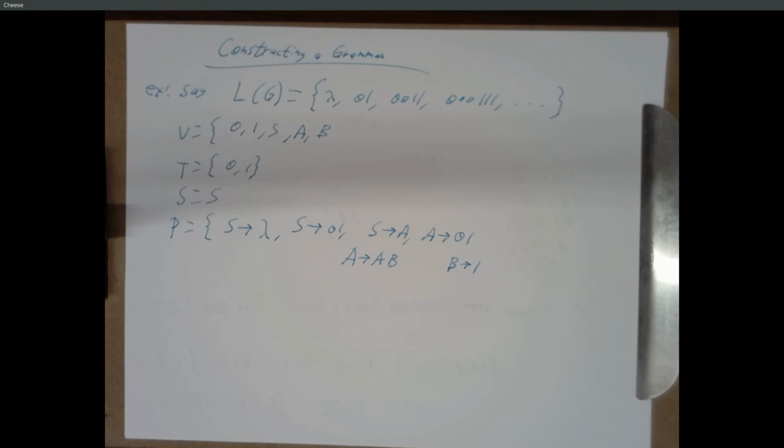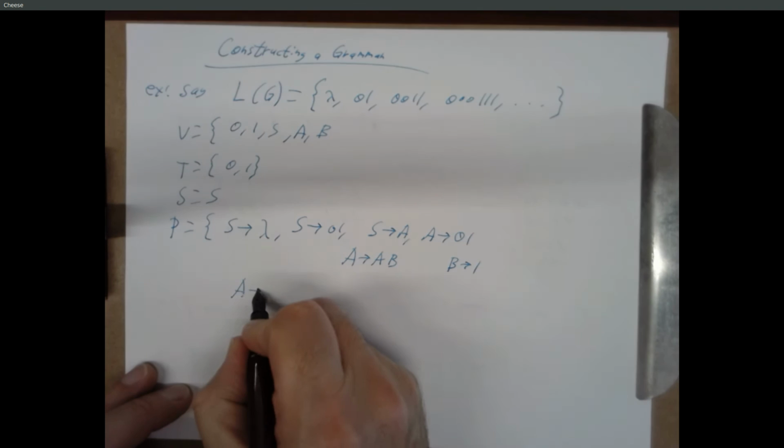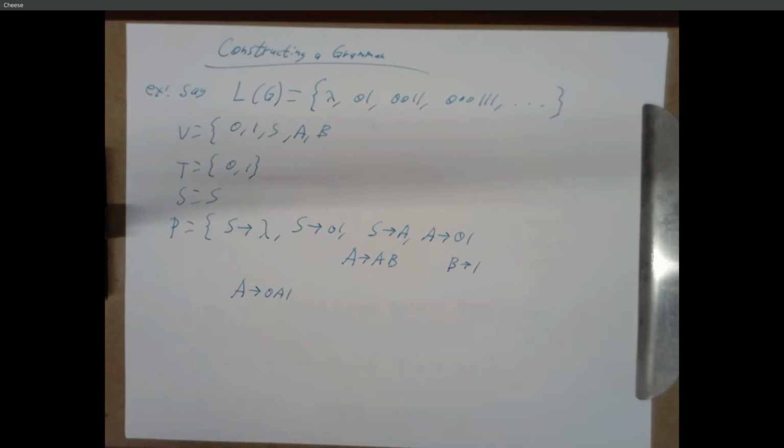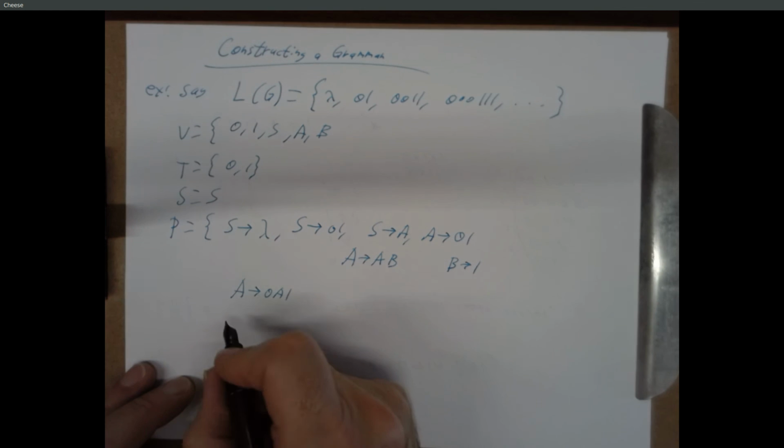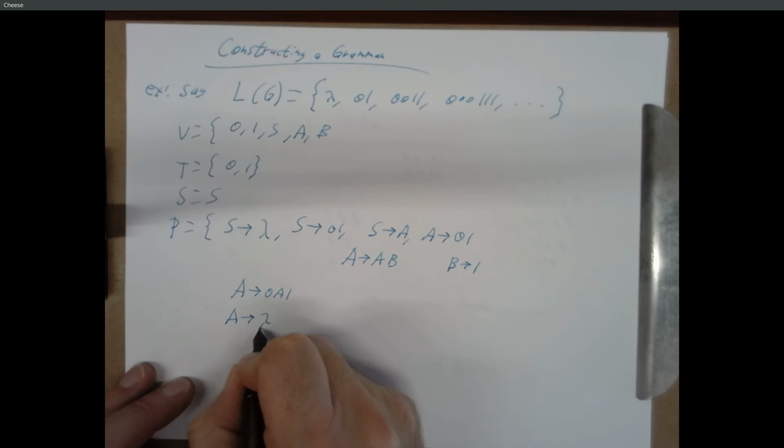We have a symbol going to itself, like 0A1. Okay. Like A goes to 0A1? Yeah, that's what I was trying to get to actually. So A goes to 0A1. What's that going to do? Well, if we have an A, we can replace it with a 0A1. And that inner A could get replaced with another 0A1. And that inner A could get replaced by a 0A1. That's going to give us 3 zeros, an A, and 3 ones. And maybe to get out of the infinite loop, we can let A go to lambda.